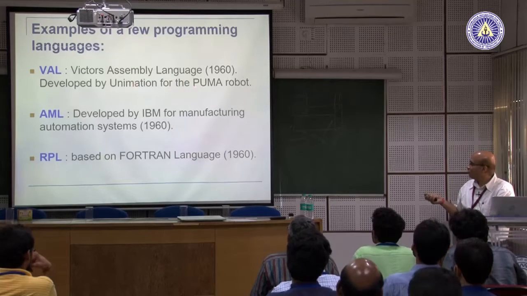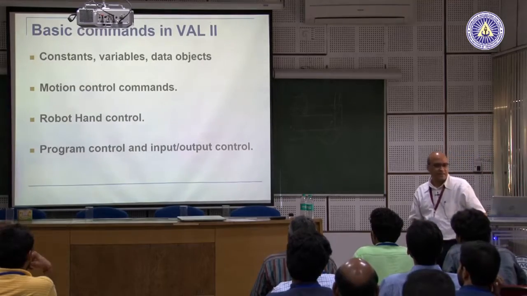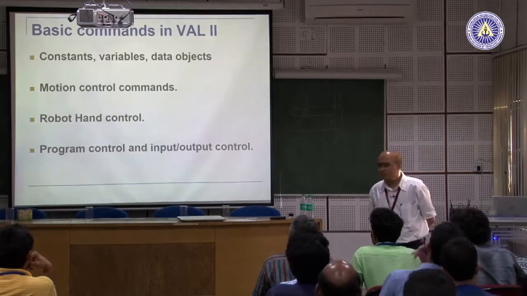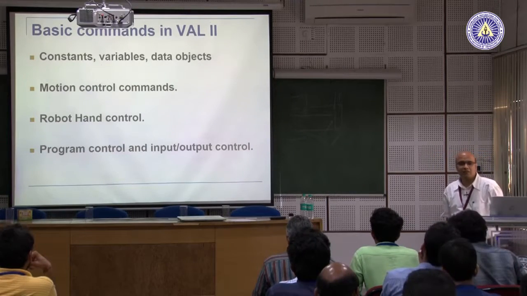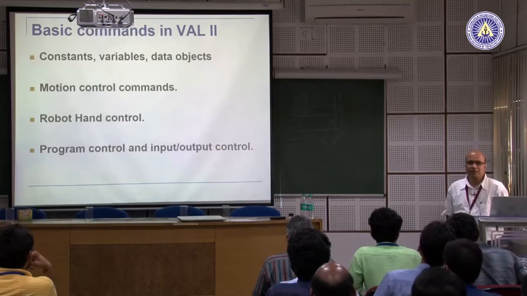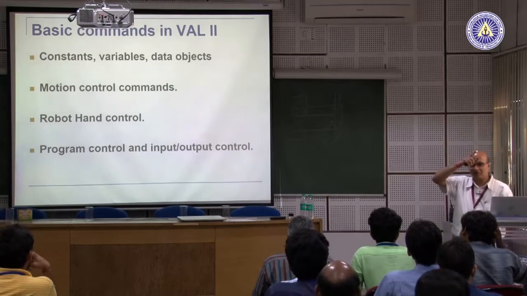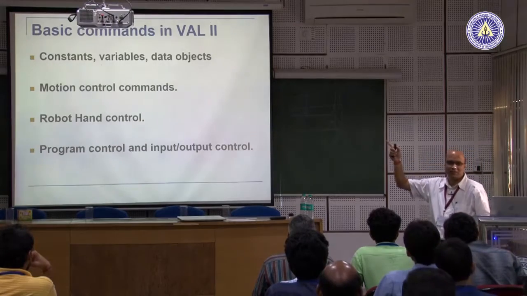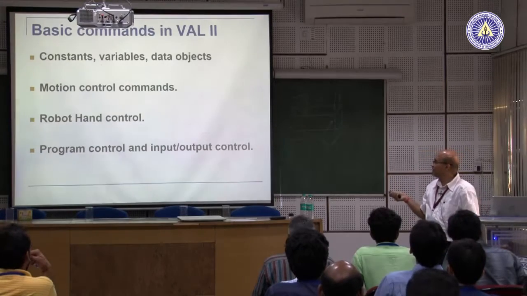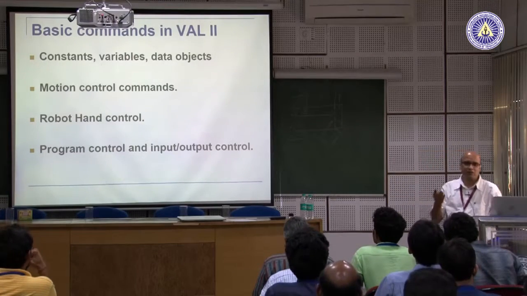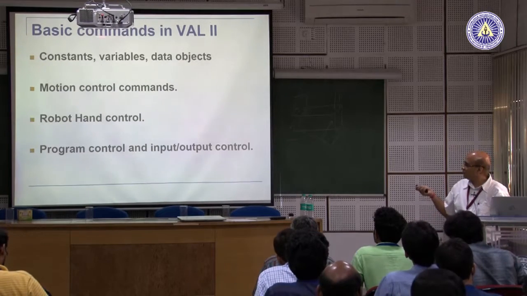So, we will be looking at VAL 2, which is the derivative of VAL. Now, the VAL language essentially has 4 parts. The first part is constants, variables and data objects. Constants, you understand, is a constant. For example, pi is a constant. Suppose you are doing some calculation 2 pi r and you want pi to be a constant, then you define constant pi equal to so much, or constant name ABC equal to so much. The second is variables. Variables are those which can take different values, and then there are data objects. So, this is the first part in a program.